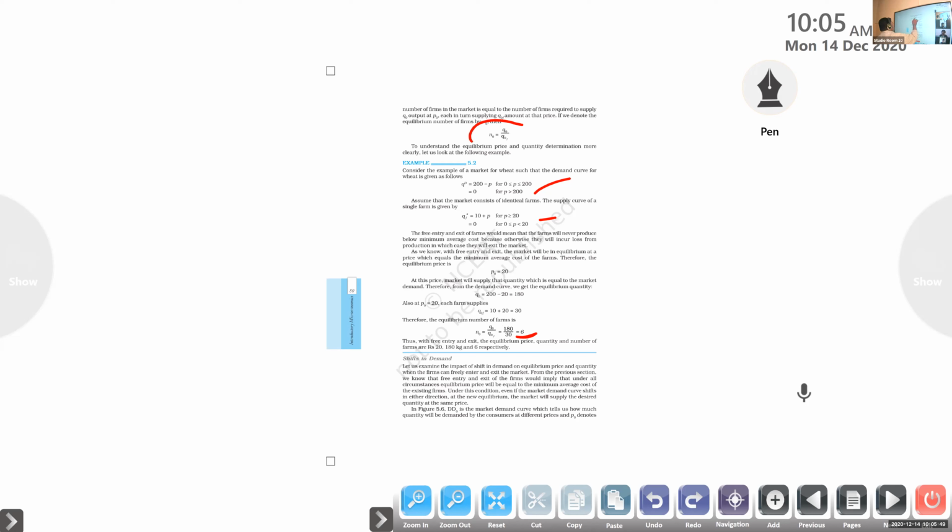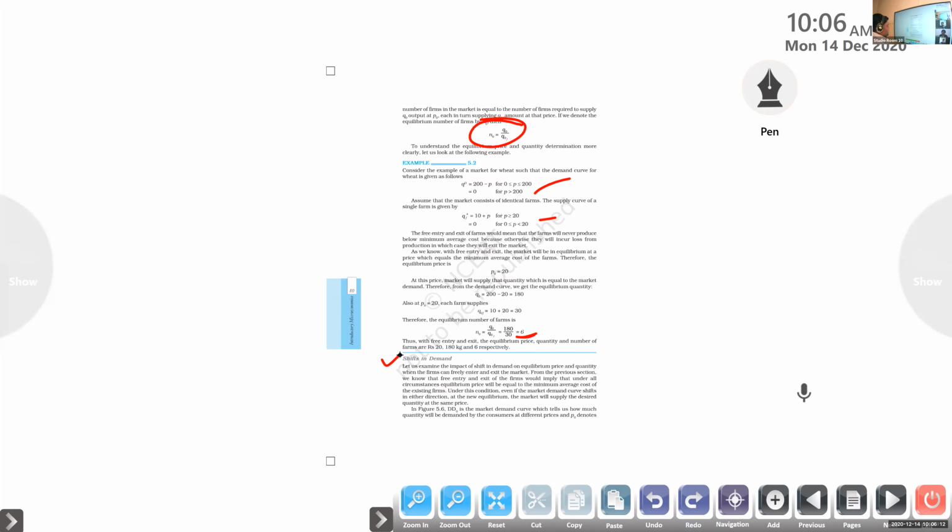This formula is important: n0 is equal to q0 divided by q0f. So two mathematical calculations are also completed. I gave one homework for you that you also want to complete and submit. Next we are moving to shifts in demand, how the demand is changing.